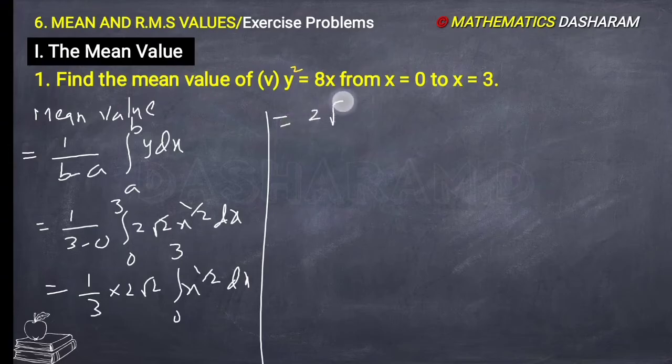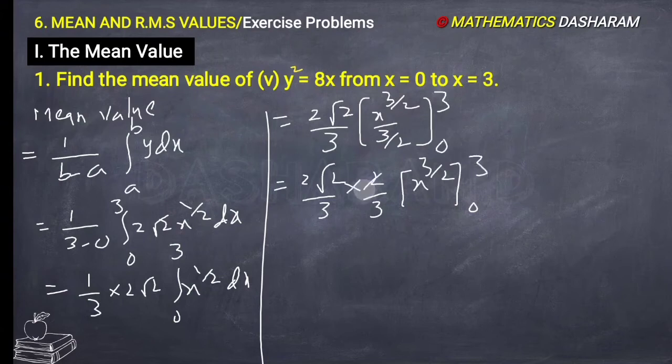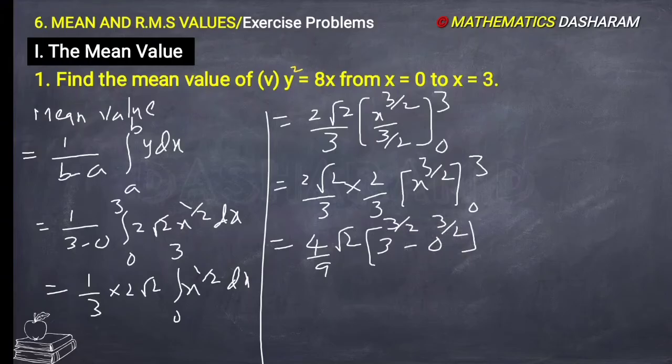So it is equal to 2 root 2 by 3, and here the integration of x to the power of 1 by 2 is x to the power of 3 by 2 by 3 by 2, 0 to 3. So 2 root 2 by 3, and 3 by 2 will become reverse 2 by 3, x to the power of 3 by 2 from 0 to 3. So here 2 2s are 4, 3 3s are 9 into root 2, and substitute the upper limit, 3 to the power of 3 by 2 minus 0 to the power of 3 by 2. So it is equal to 4 by 9 into root 2, 3 to the power of 3 by 2, and 0 to the power of 3 by 2 is 0.